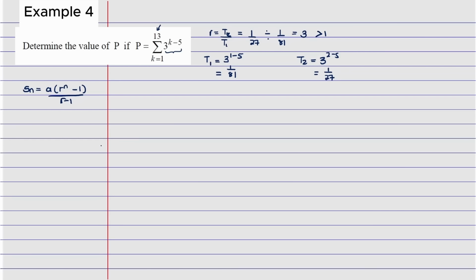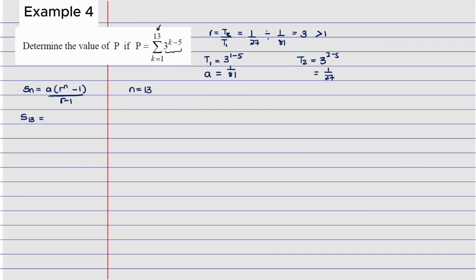So here we know the fact that our a, we already calculated it as T1. So we know that a is 1 over 81. And r, we already know that it's 3. So we sorted. So now we need to determine what n is. Since it starts at k equals 1, our n is equal to exactly 13. So we're looking for S13.